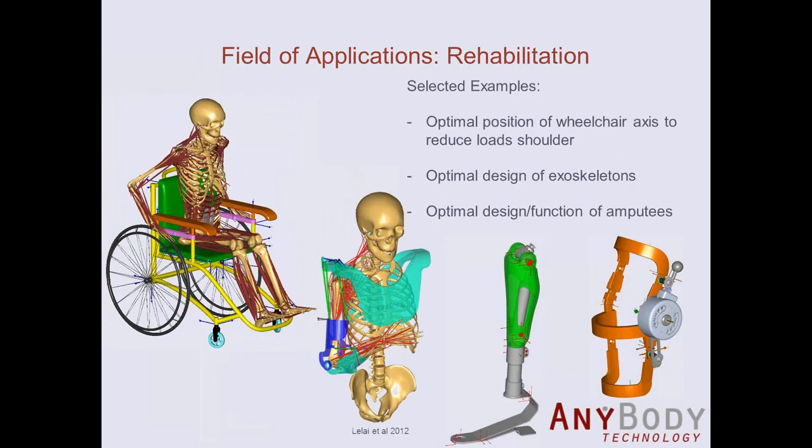Also, there are many applications in the field of rehabilitation research. For instance, we can optimize the location of the wheelchair axis to reduce the shoulder joint reaction forces. And there are other devices, such as exoskeletons and amputee prostheses, which are very closely related to the human. By doing inverse dynamics analysis, we can estimate the required torques of actuators and reduce the muscle effort.